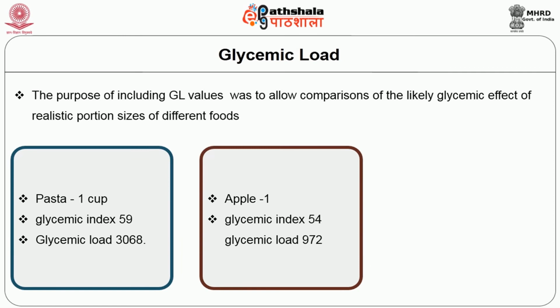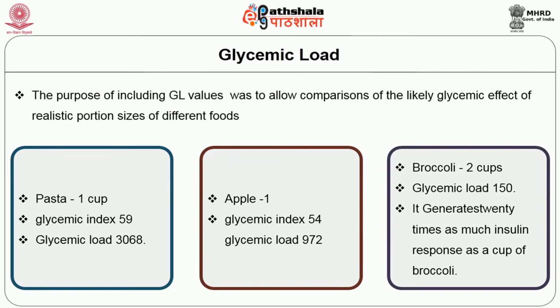And when we look into the apples, 1 apple contains a glycemic index of 54 and also appears with a glycemic load of 972. When we look into the consumption of broccoli, 2 cups of cooked broccoli, it has a glycemic load of 150. Even with a similar glycemic index, the pasta generates 20 times as much insulin response as a cup of broccoli. And hence it is always a good choice of the cooked broccoli than going for the pastas.